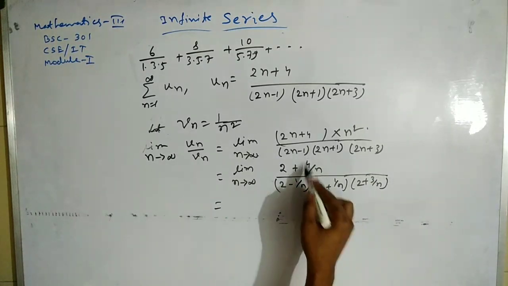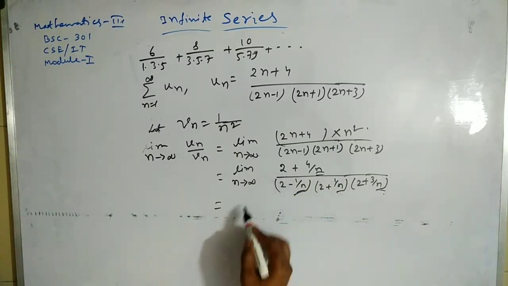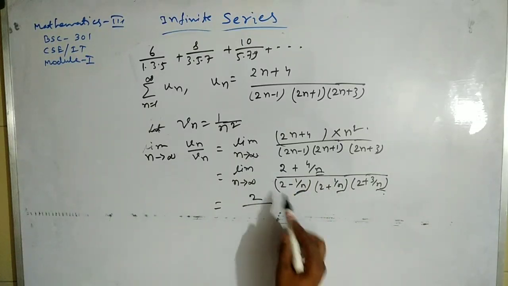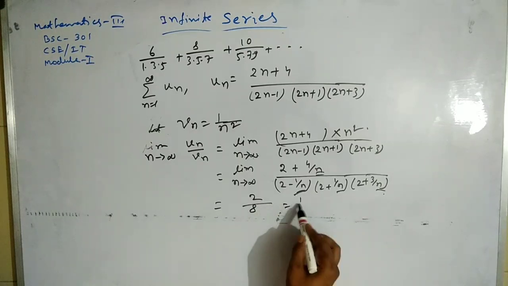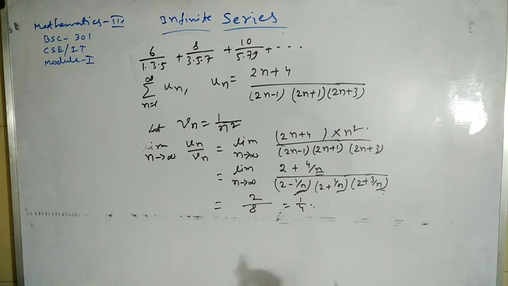So these all will be 0 since n tends to infinity. So the result will be 2 by 2 into 2 into 2, that is 8. So this is 1 by 4. So the limit is a non-zero finite real number.